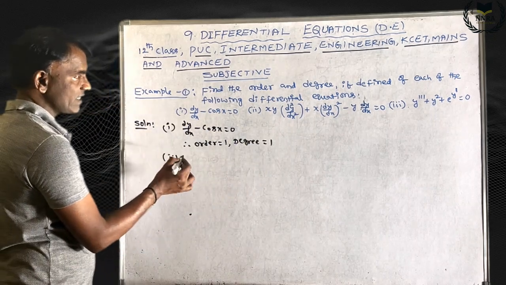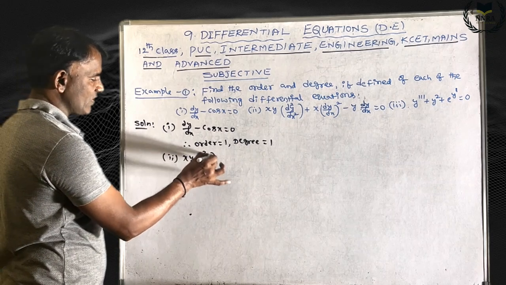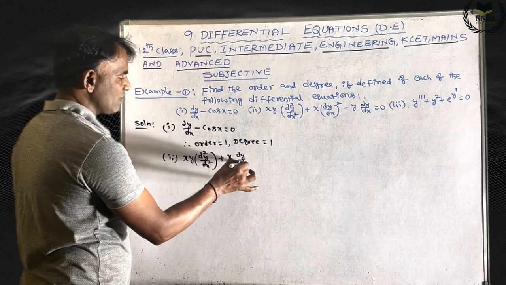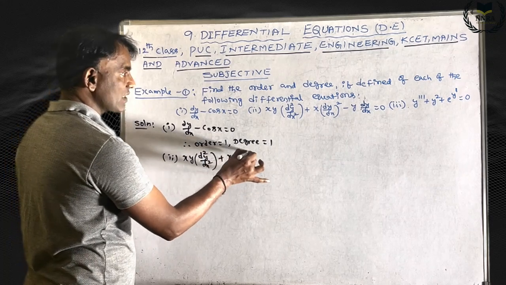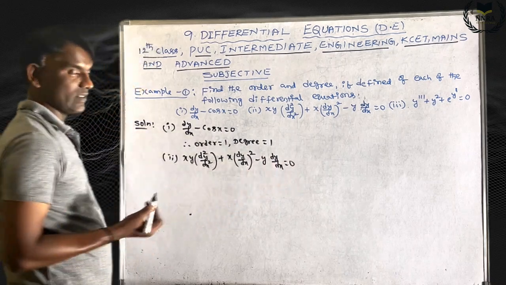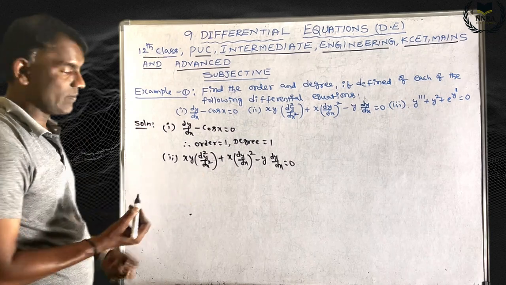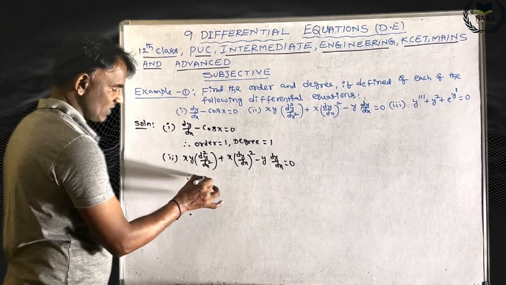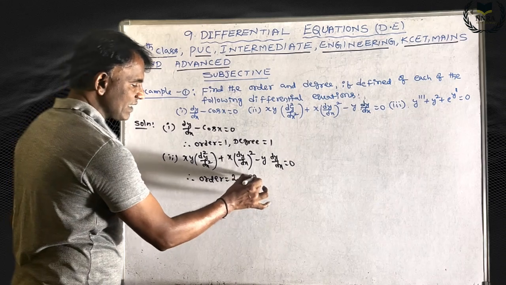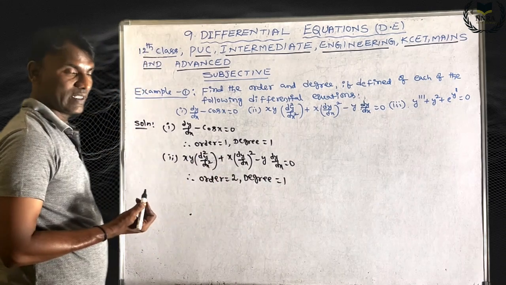Coming to the second equation, xy d square y by dx square, plus x into dy by dx whole square, minus y dy by dx equal to 0. So here this is the highest order derivative, d square y by dx square, right? So order equal to 2. Coming to degree, what is the power of this highest order derivative? 1. So that is equal to 1.